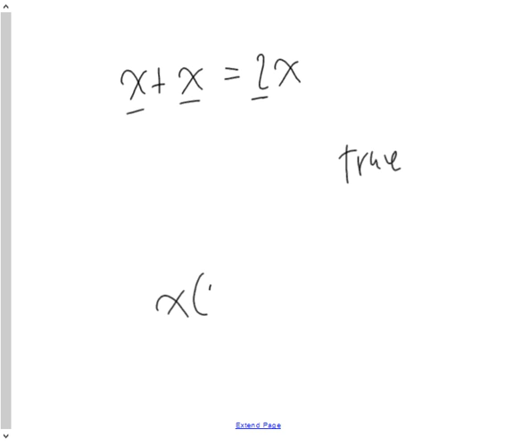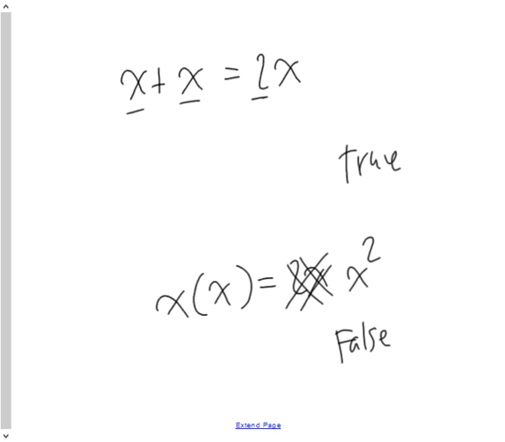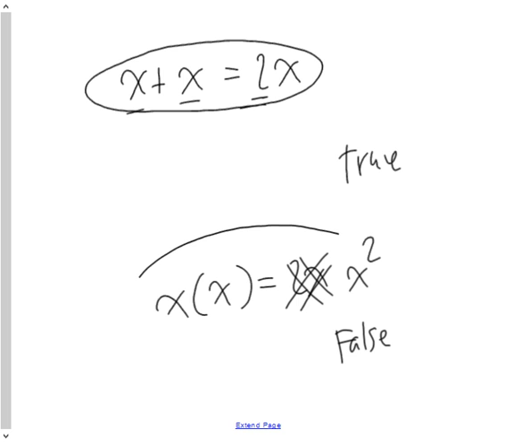Conversely, if I gave you a question like this and said, is this true? The answer for this would be false. Multiplying an x by an x does not give you 2 x's. It would actually give you an x squared. Okay, so make sure you differentiate between what happens when you add x's and what happens when you multiply x's, because I will ask you a question like that on your test.